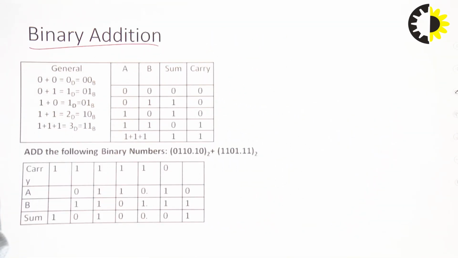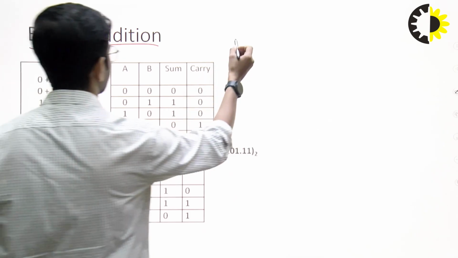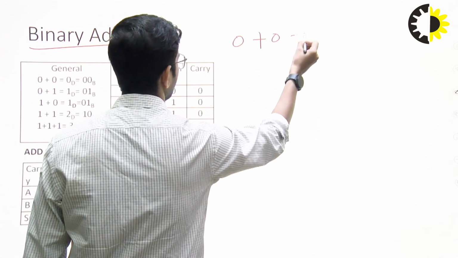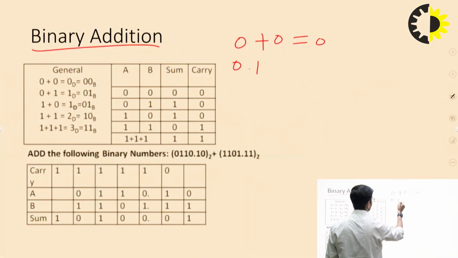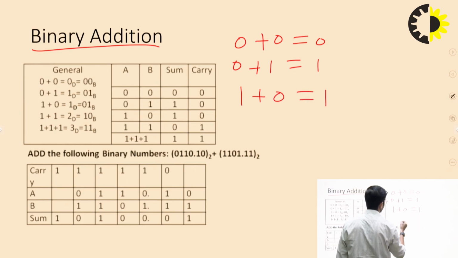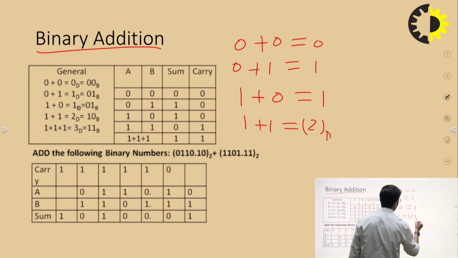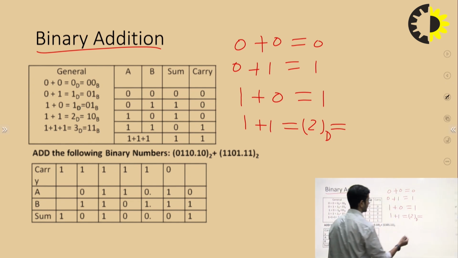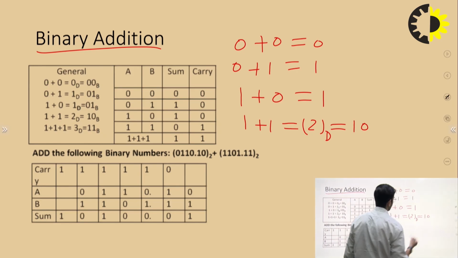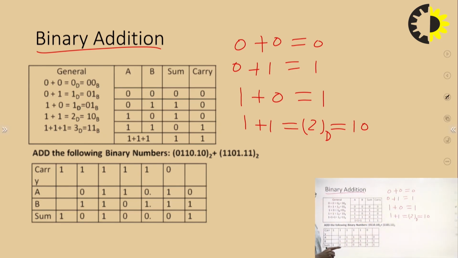First topic is binary addition, how we can add two binary numbers. So 0 plus 0 is 0, 0 plus 1 is 1, 1 plus 0 is 1, but 1 plus 1 in decimal is 2. The binary representation of 2 is 1 0. So 1 plus 1 in binary is not 2, it is 2 in decimal form, but in binary it should be 1 0.